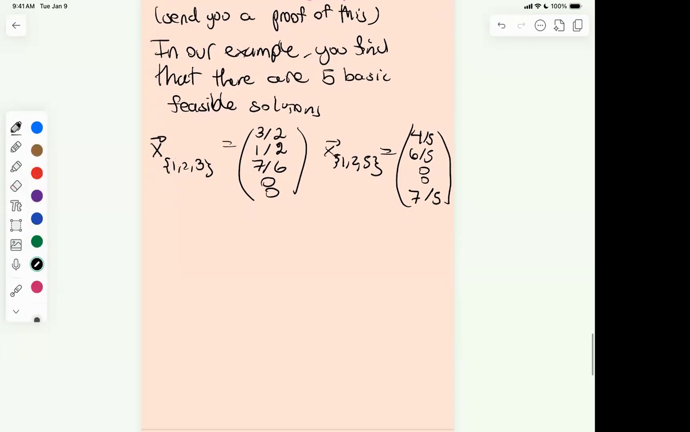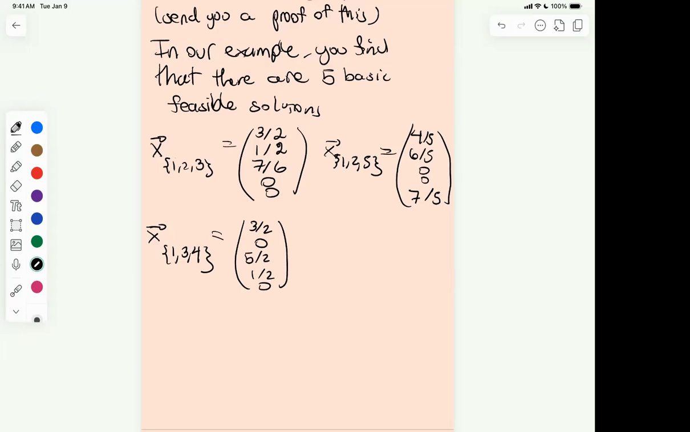So this is the first one. This is the second one. Then the third one was associated to columns 1, 3, and 4, which gives you 3 halves, 0, 5 halves, 1 half, 0.